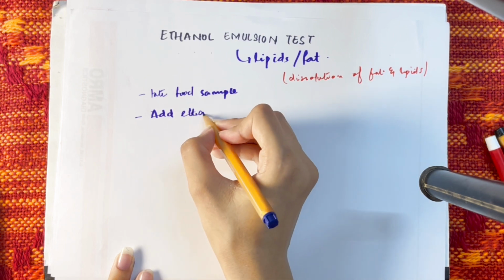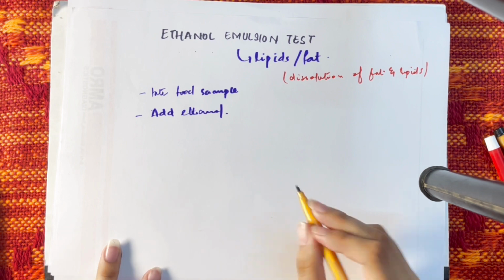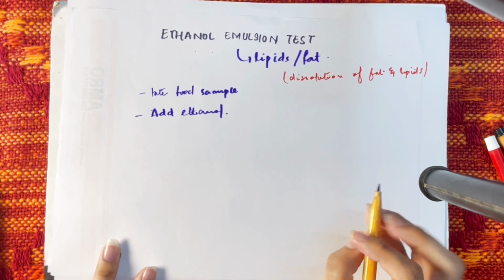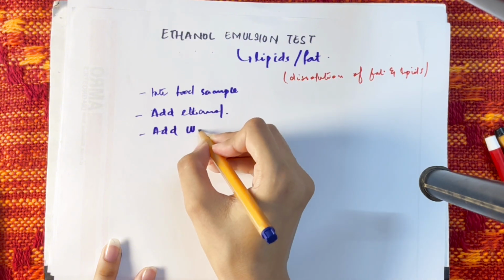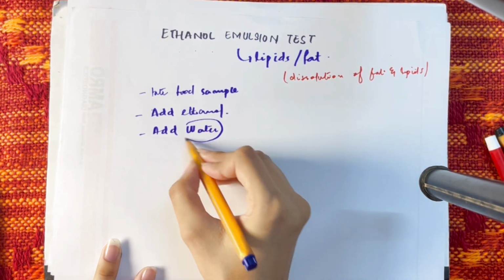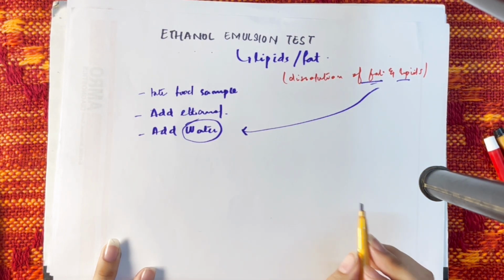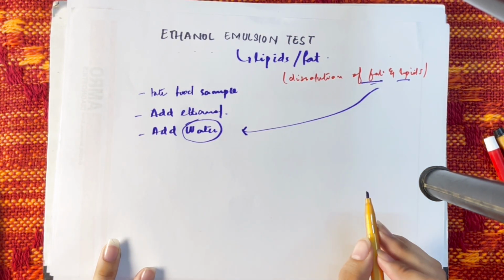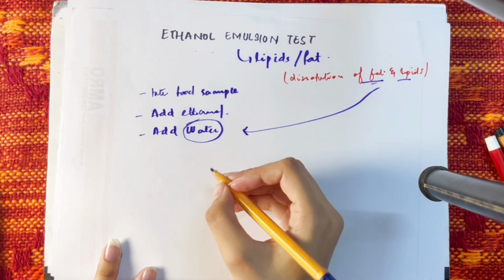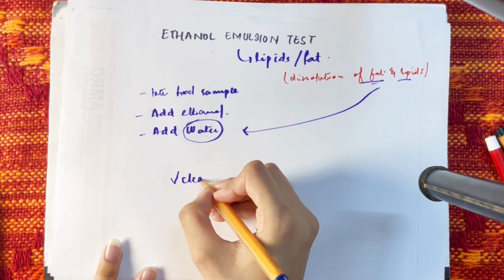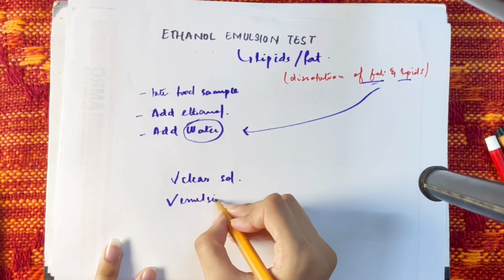Since ethanol is the most important item of this ethanol emulsion test, we add the ethanol, and the third item to be added is the water. After adding the water, the lipids and the fats start dissolving. Then two kinds of results can be expected. Either it can be a clear solution or it can be an emulsified solution.